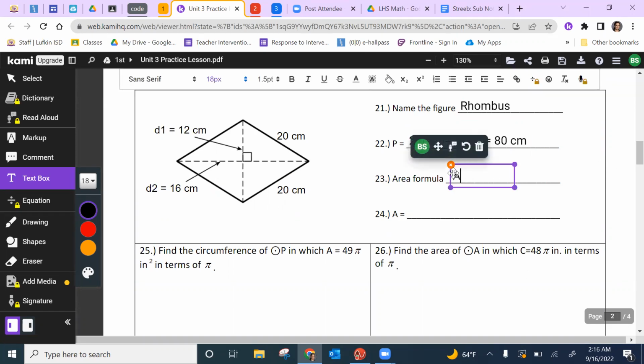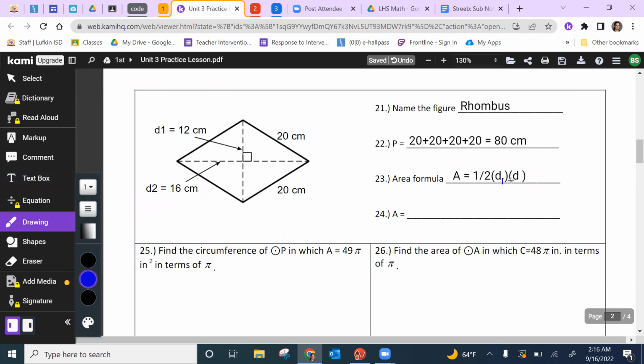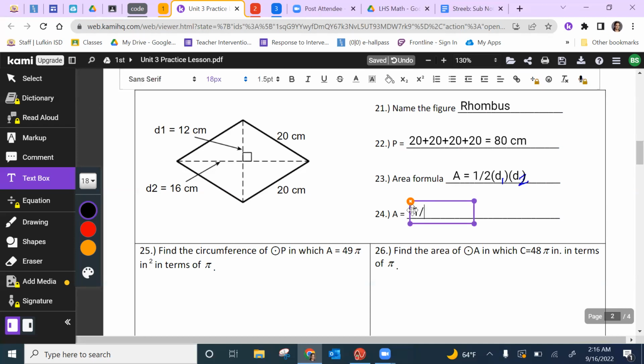And remember that the formula for area of a rhombus and kite are the same. So we've got 1/2 times diagonal 1 times diagonal 2. So that's 1/2 times 12 times 16. And that gets us 96 centimeters squared.